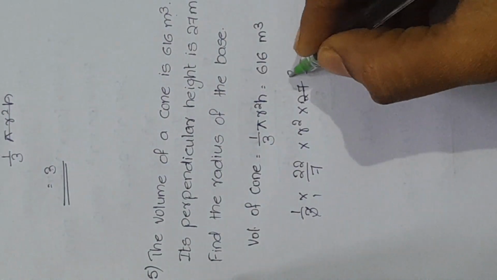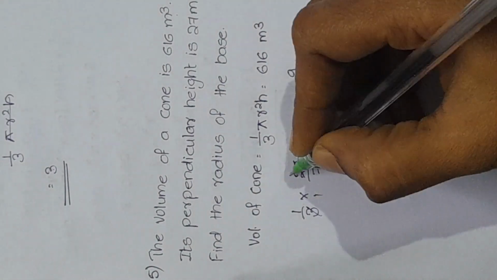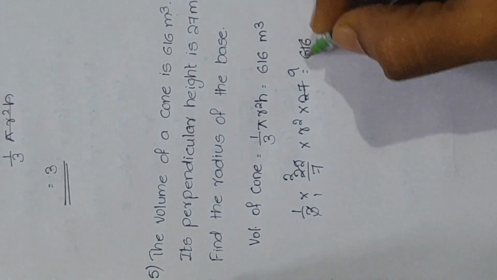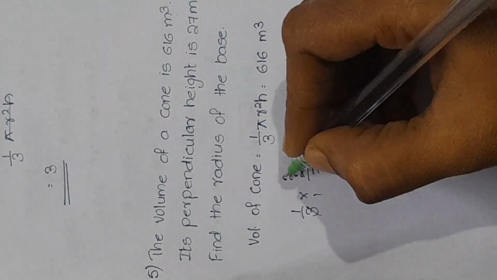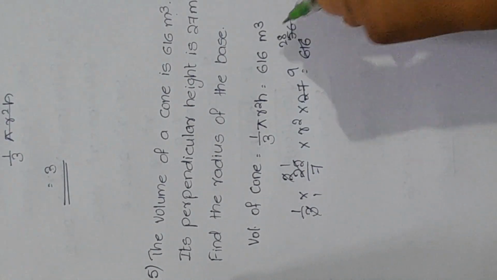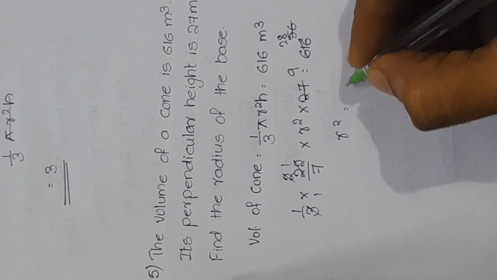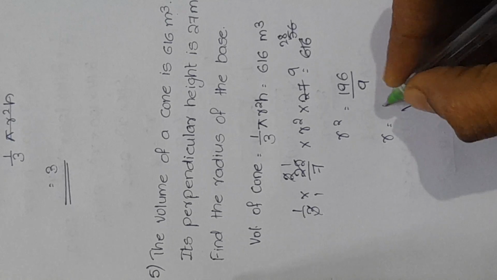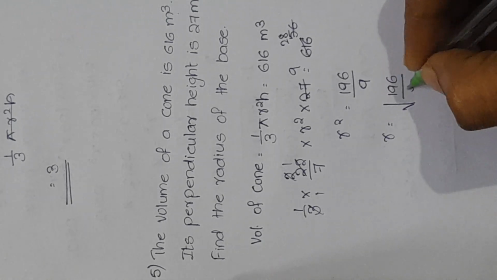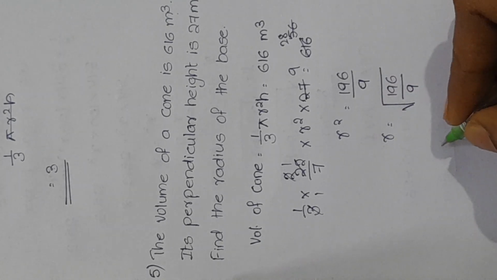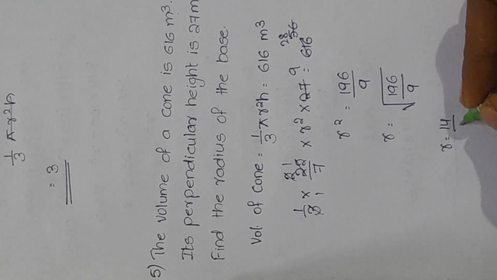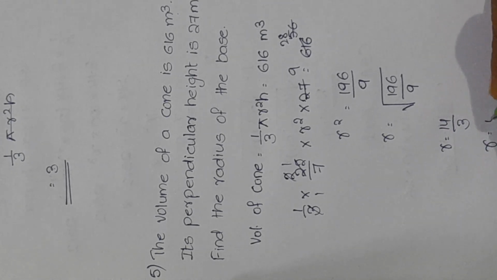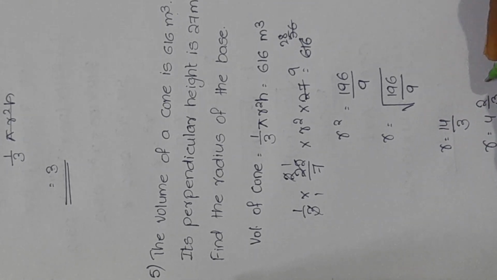3 ones, 3 nines. 11 2 times, 11 56 times. 2 ones and 2 28s. So r square is equal to 196 by 9. R is equal to root of 196 by 9. So we get the r value as 14 by 3. This can be written as 4 2 by 3 meters.